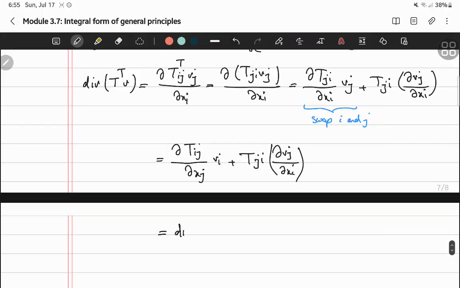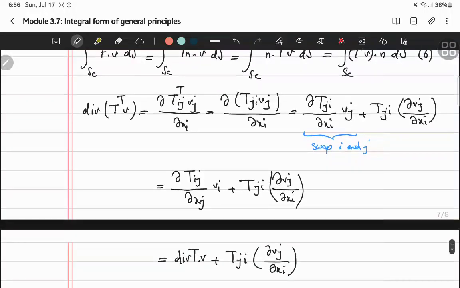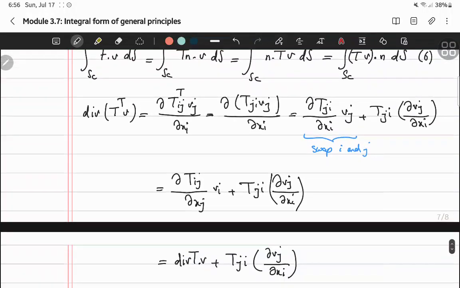Now we have the divergence of t times v, plus, with a dot here because we have two i's and two j's so it's a scalar, t_ji times the partial derivative of v_j with respect to x_i. And you have to be careful here. That's 6.